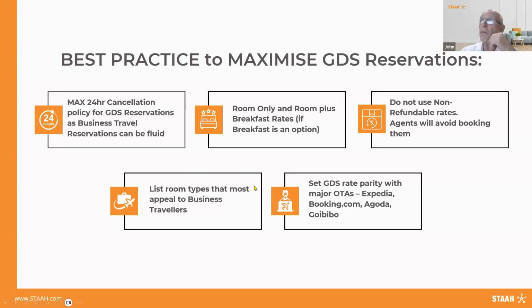Down here, list the room types that most appeal to business travelers. And we'll come to that in a bit more detail shortly. But for example, you may have 5 or 6 different room types, but think about the business traveler and what their expectations are. If you list on the GDS, you don't have to list all your room types. Pick the ones that are the most appealing to the business traveler. And a note of advice, if I may.